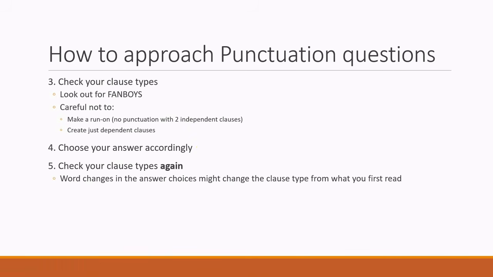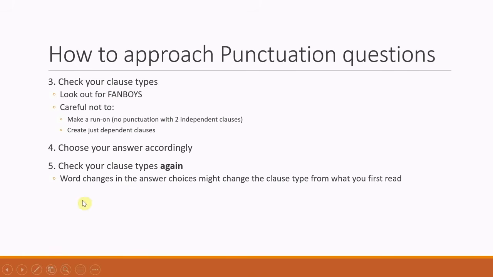After you've chosen your answer, don't stop. Check those clause types again, which might sound stupid and unnecessary, especially with a time limit, but there's a reason. Because your answer choices don't just choose a punctuation mark. Sometimes it's actually going to add words or take words out of the sentence. And when you do that, you might take what looked like it was originally an independent clause and make it dependent. So where you thought you had independent, and chose a semicolon, a word actually took out the subject in your answer. And now you have an independent and a dependent, so you can't use that semicolon.